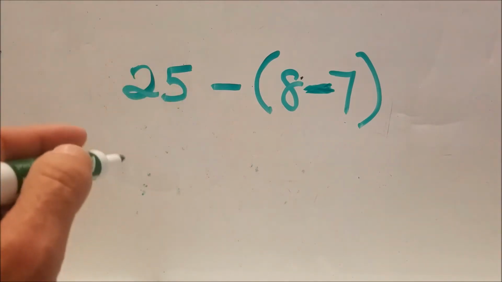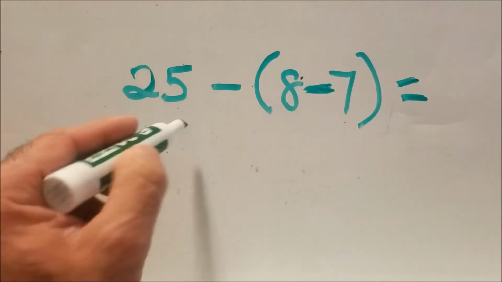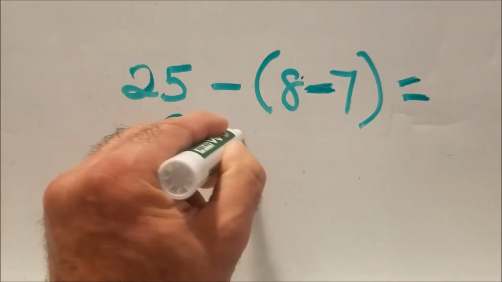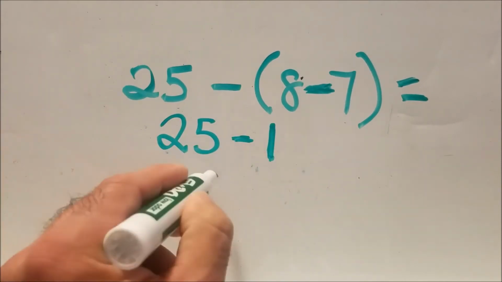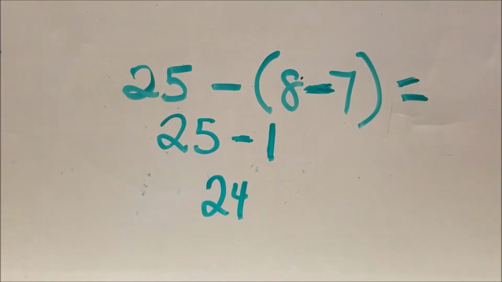So let's evaluate it now. Evaluate means let's find the answer. Let's put an equal sign. We should do parentheses first, so we'll do 25 minus 1. And our answer will be 24. Great. Let's do another one.